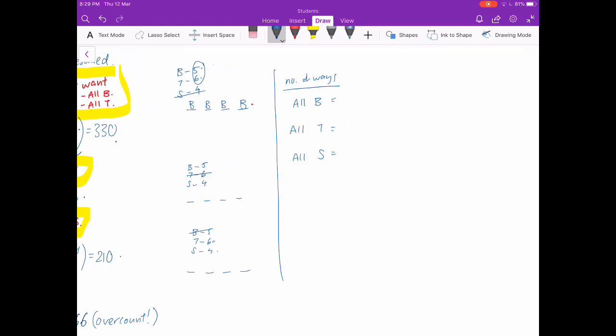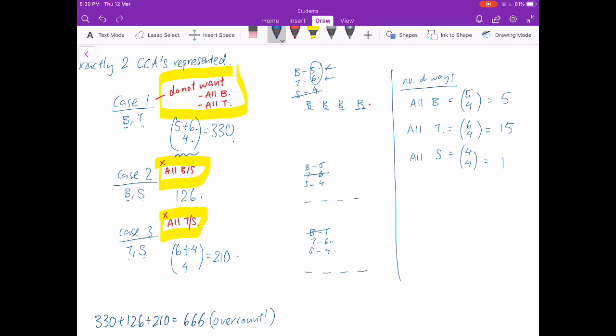Let's look at our pool again here. It's just 5, right? 5 choose 4. All T, 6 choose 4. And likewise for S, there's 4, so just 4 choose 4. Go and calculate them, and you will see you get 5, 15, 1. Very good.